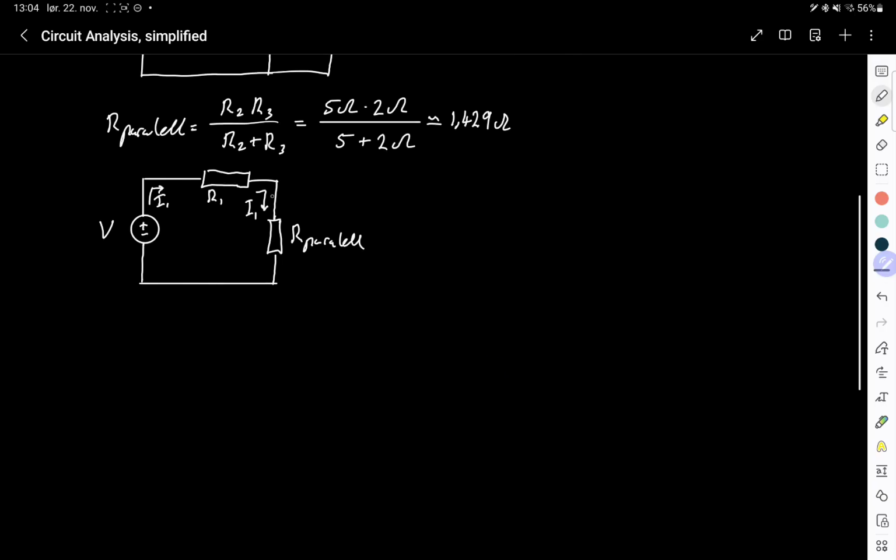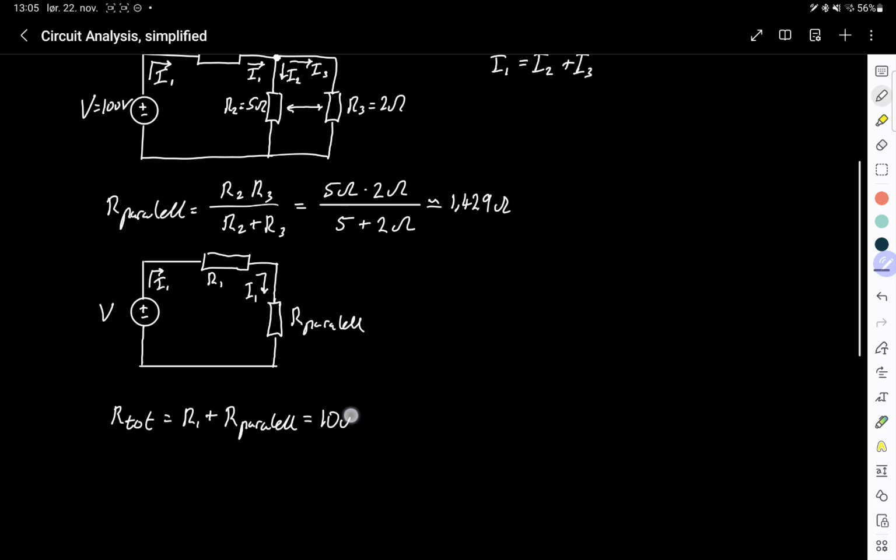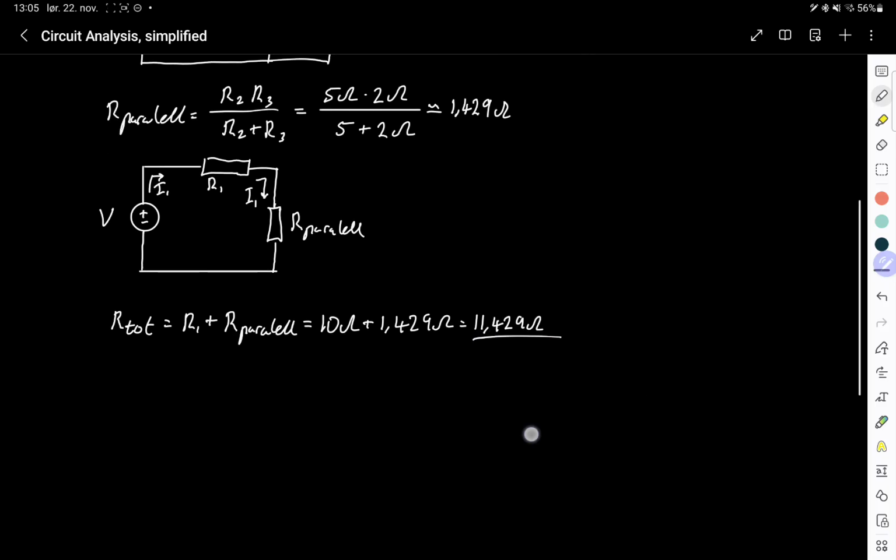And now let's add these two series connected together. It's obviously just adding them together. So the R total will equal R1 plus R parallel, which will just equal, what was it, 10? Yeah, that was 10. 10 ohm plus 1.429 ohm, which will equal 11.429 ohm. That's the total resistance in the circuit.